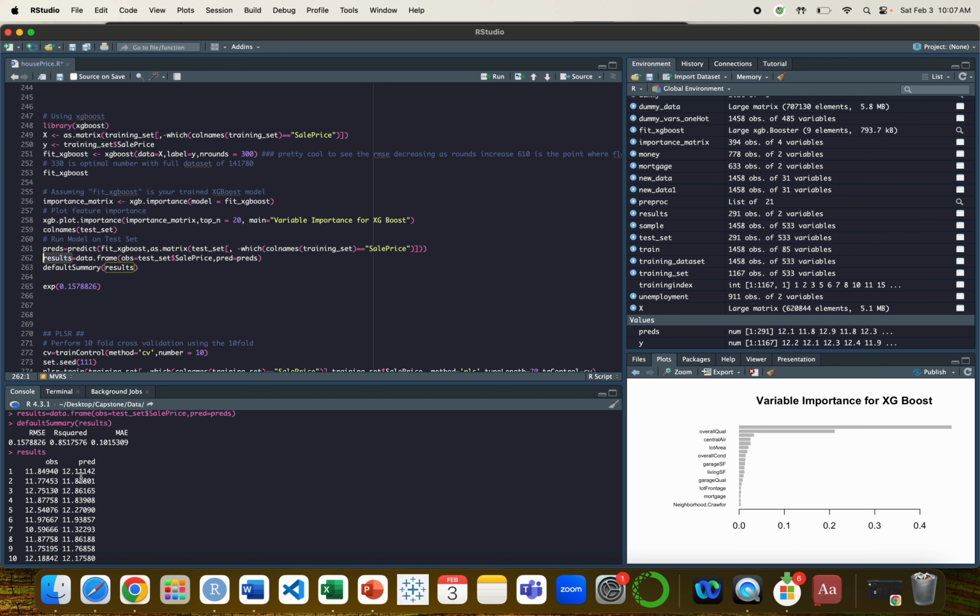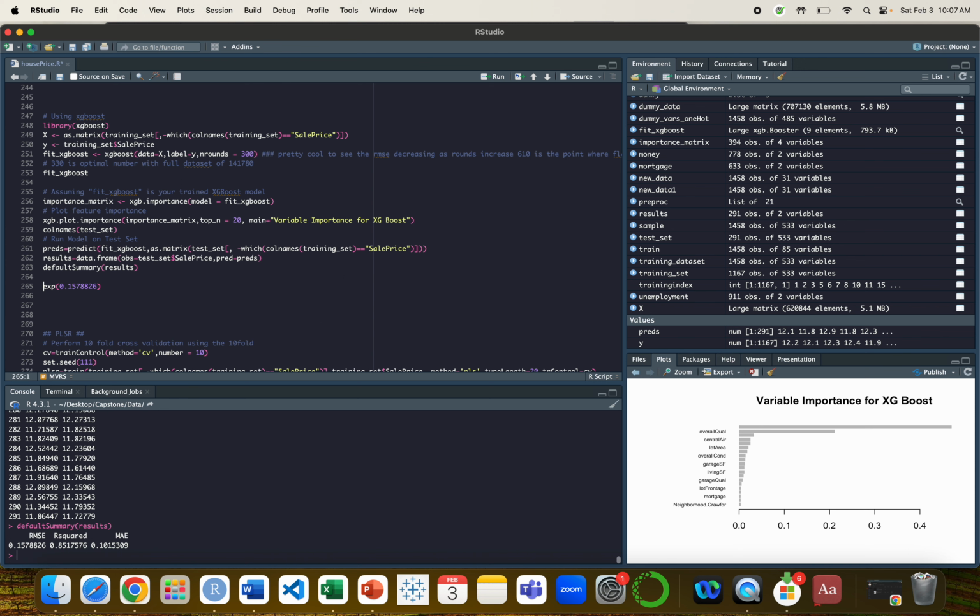It's just Y minus Y hat. And then it's calculating it. You can put this in default summary and get a nice R squared value or RMSE. So RMSE here, C is 0.1578.